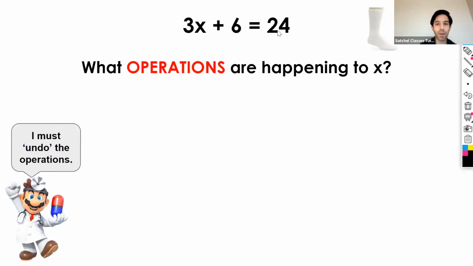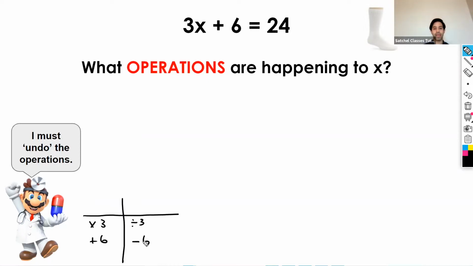All right. Now, let's make this a bit more complicated. So 3x plus 6 is equal to 24. Now we have two operations that are happening to x. x is being multiplied by 3, and then we're also adding 6. So the two inverse operations that I need to do are to divide by 3 and to subtract 6.